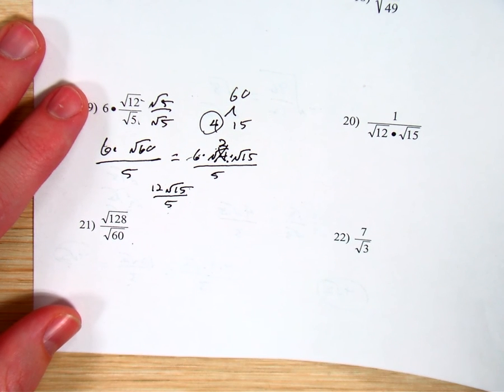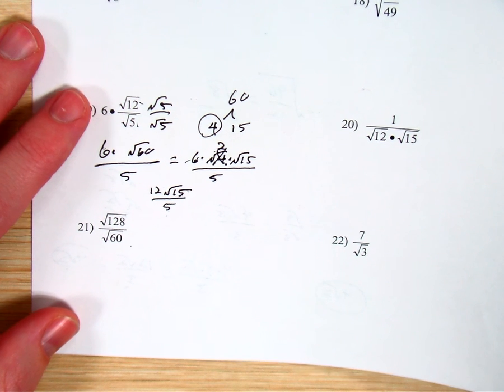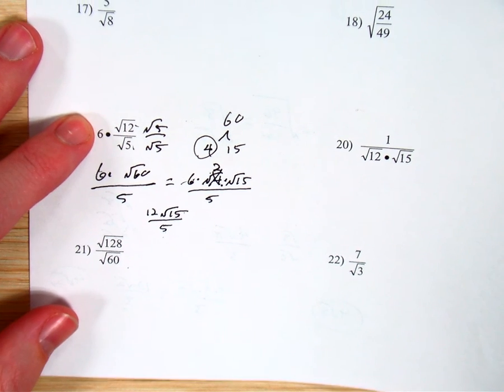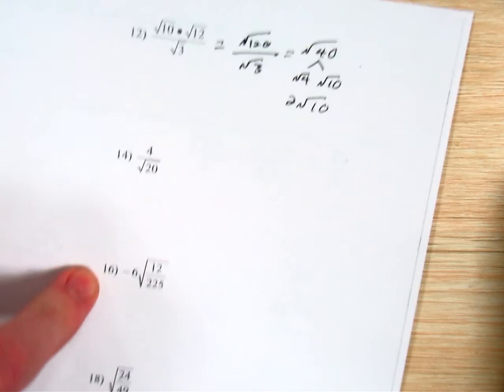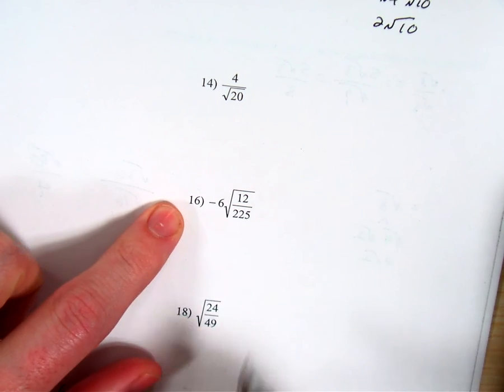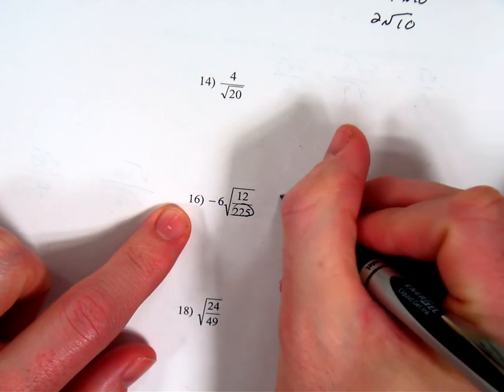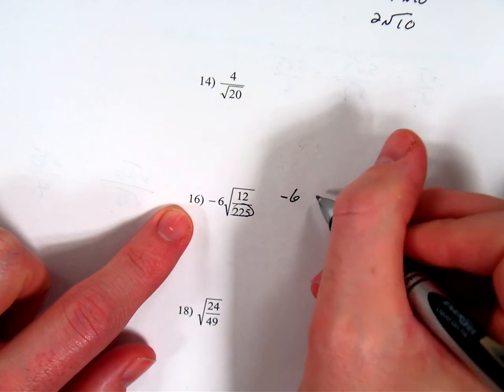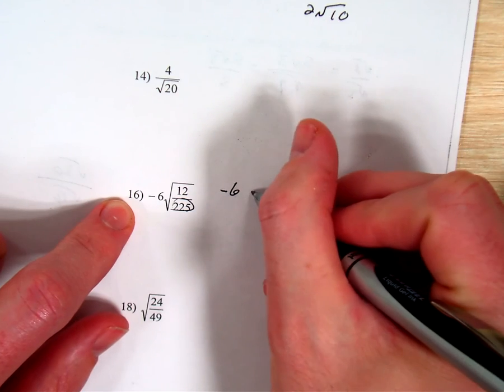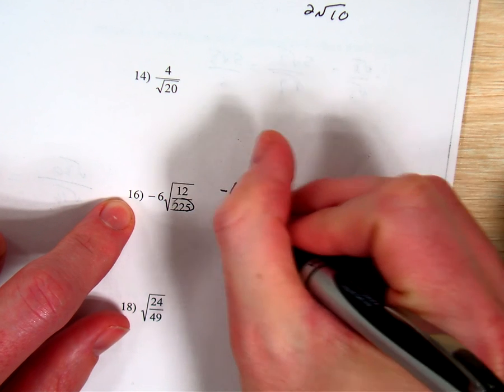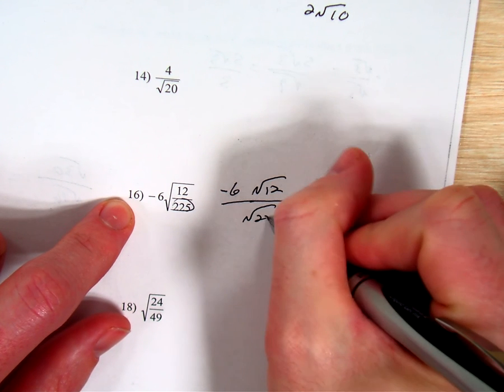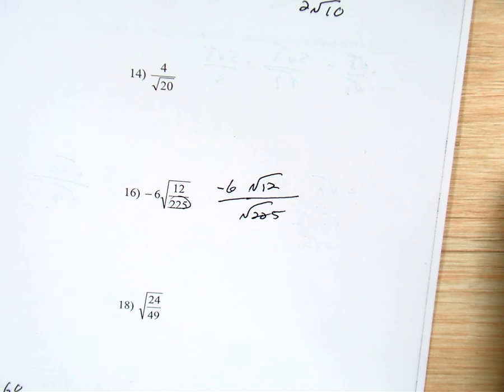Alright. So that should be enough to get you going. Oh, I see one we need. Let's do number 16, just because it's got a really big number there. We didn't go that high on our perfect square list. So we had negative 6 in the front. We're going to break that apart to 2 square roots. We got square root of 12 on the top and 225 on the bottom.